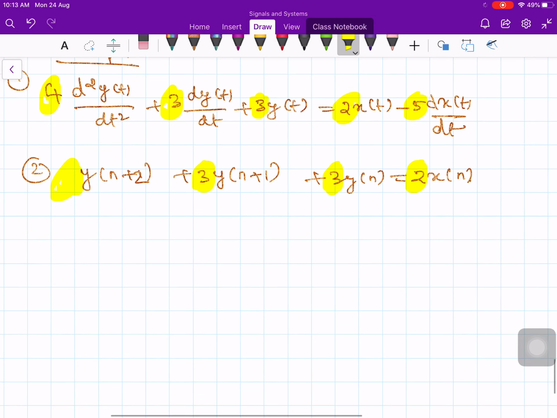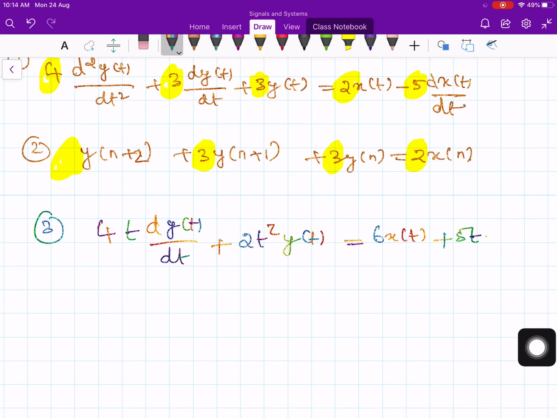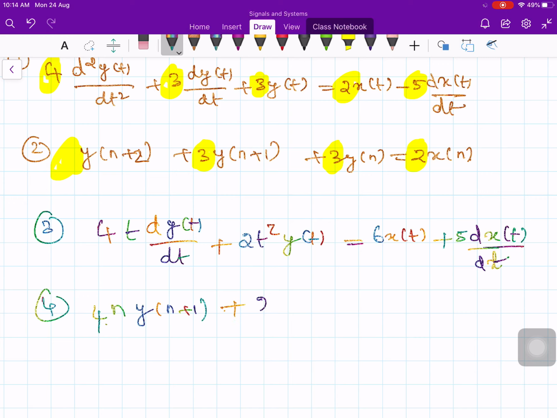On the other hand, consider an equation like 4 times t times the first derivative of the output plus 2t square times y of t is equal to 6 times x of t plus 5t times the first derivative of the input. Take one more equation for discrete time systems: n times y of n plus 1 plus 2 times y of n is equal to 5 times x of n plus 1 plus 6 times x of n.